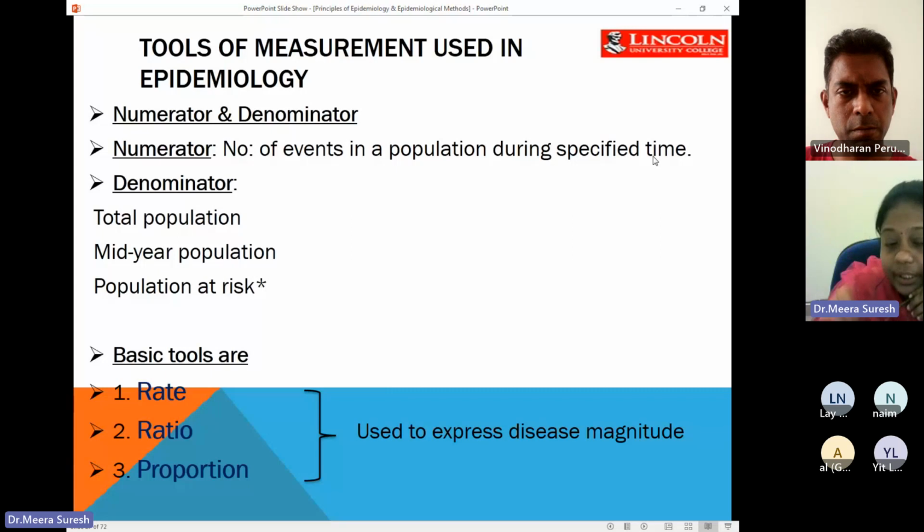Some number is going to be the numerator, and the denominator will almost always be a population. It can be the total population, the mid-year population, or the population at risk. The numerator and denominator in general will be these things, but the denominator pattern will vary, and accordingly each concept will change. So we'll go through what is rate, ratio, and proportion.